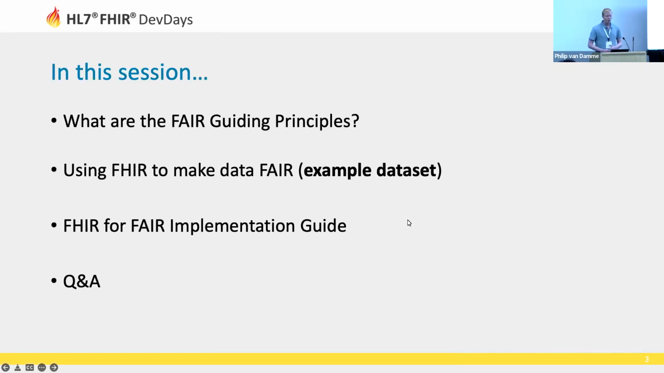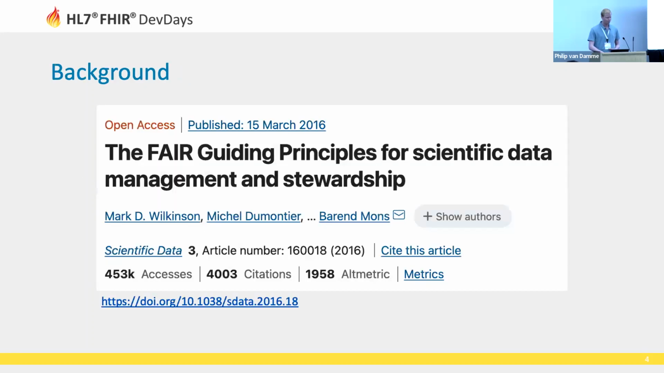So in this session, I will be talking about something called the FAIR guiding principles. And in a minute, I will tell you what those are about. Basically, they are guidelines for research data management. And then I will go over an example of how you could use FHIR to make your data FAIR. So that's what it's called when you apply those principles. That's called, well, making your data FAIR. And I will end with mentioning the FHIR for FAIR implementation guide. I contributed to that, and part of the work that I'm presenting now is also in that guide.